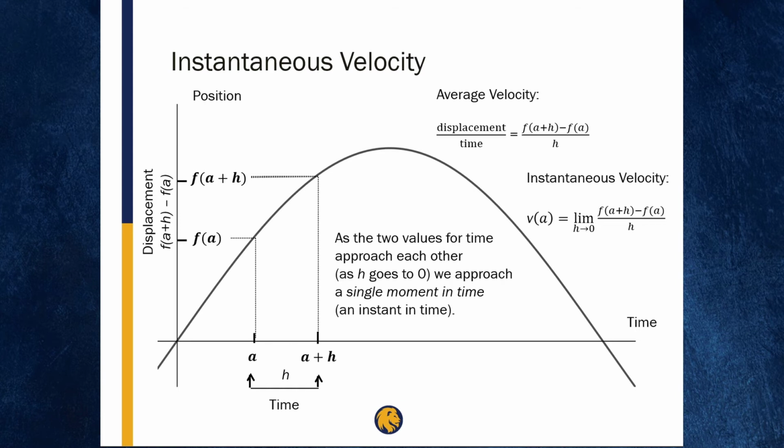Notation we'll often use is v for velocity. So here it says v of a is equal to the limit as h approaches 0 of f of a plus h minus f of a all over h.